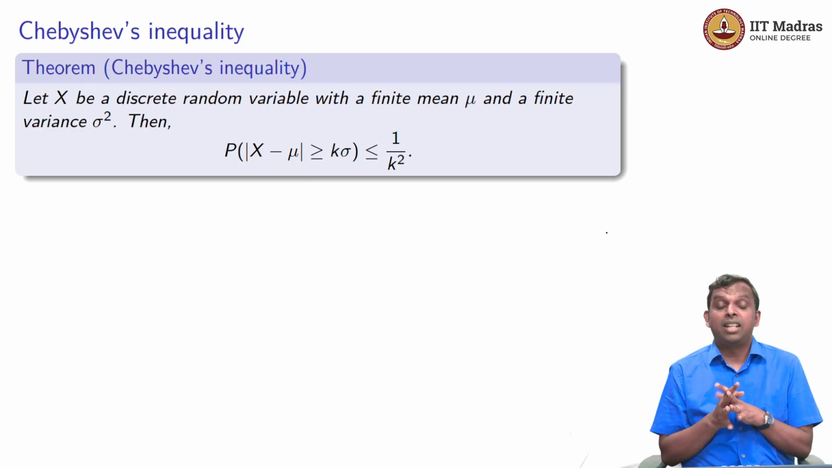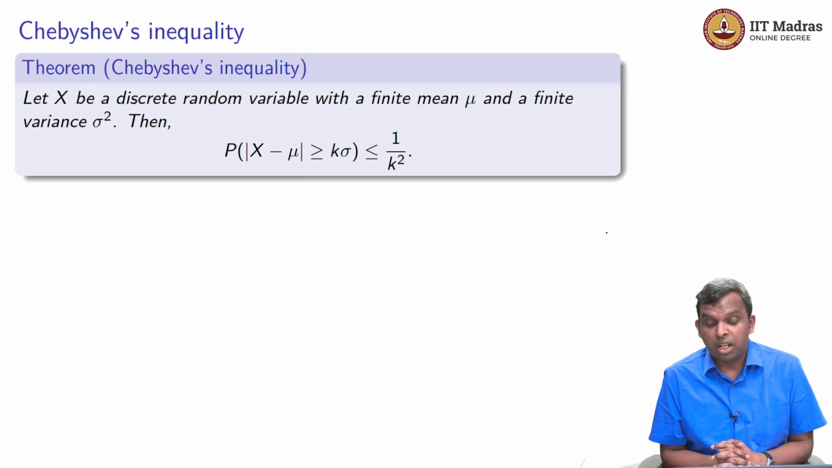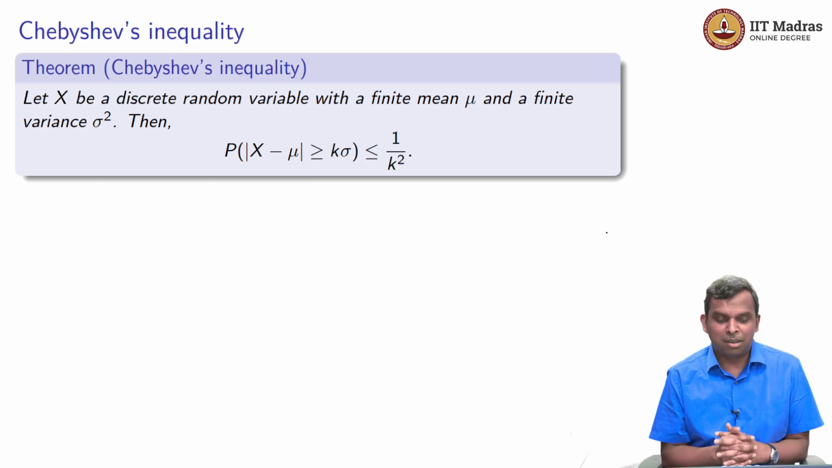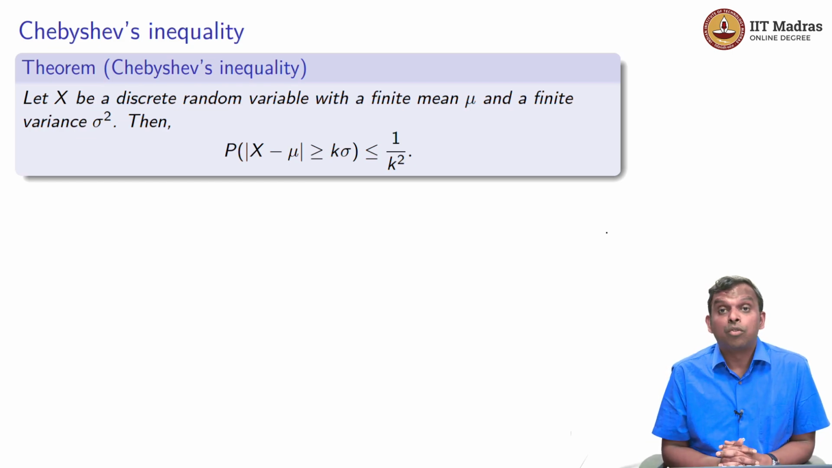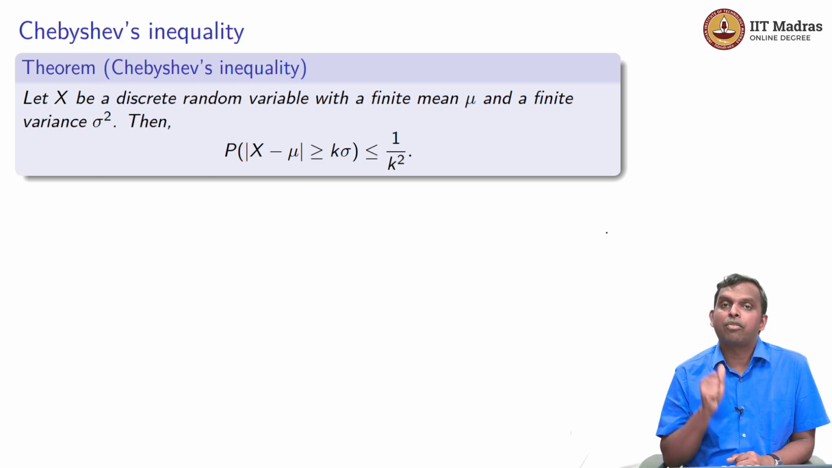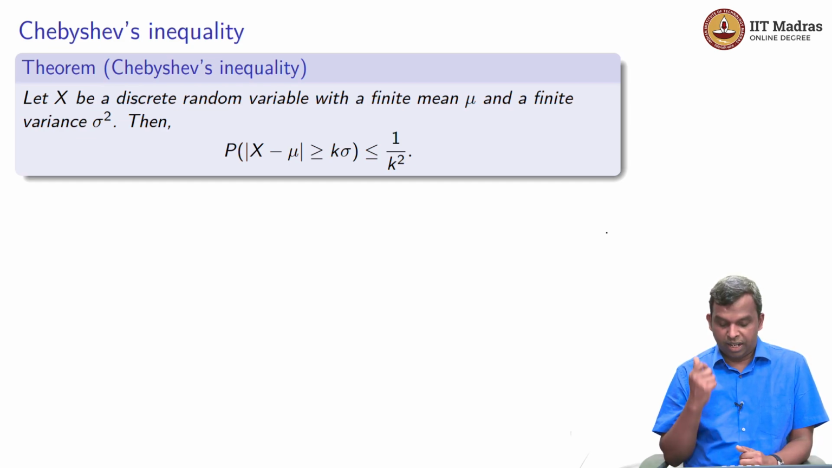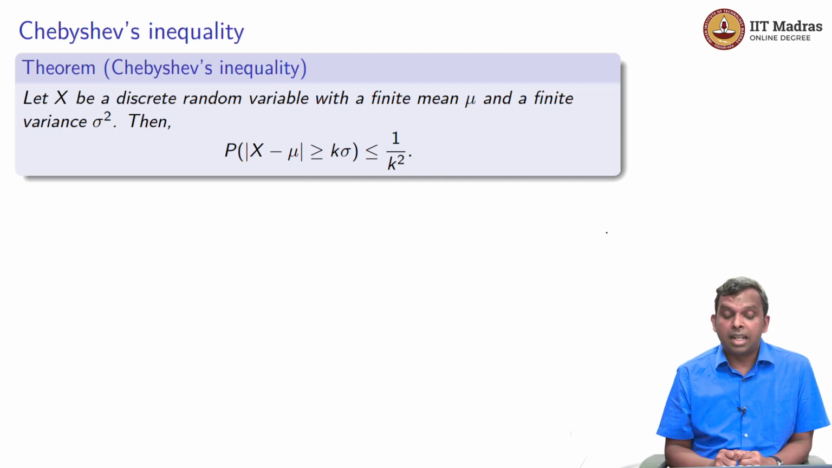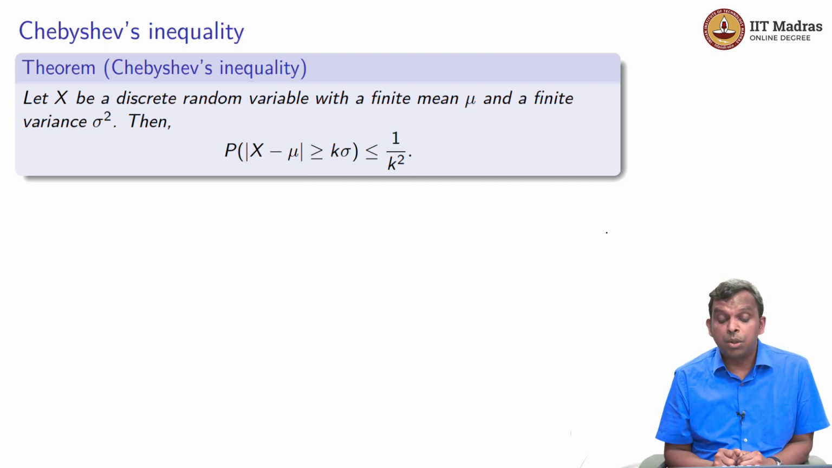The next inequality is called Chebyshev's inequality. It sounds very fancy, but it's a very simple inequality. For this, you need a finite mean and a finite variance. So X is a discrete random variable with finite mean and finite variance. Then the probability that |X minus mu| is greater than or equal to k sigma is less than or equal to 1 by k squared.